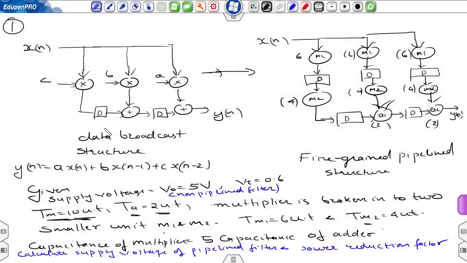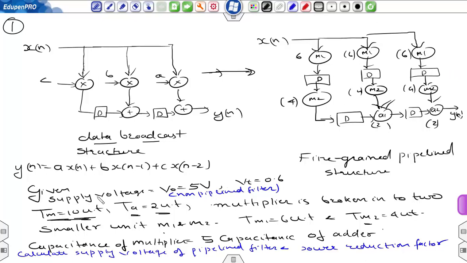So in this lecture I am going to discuss some problems based on pipelining and parallel processing for low power. Starting with a 3-tap FIR filter given by the equation y[n] = a x[n] + b x[n-1] + c x[n-2], represented by its data broadcast structure, is fine grained pipelined, and this multiplier unit is divided into two smaller multiplier units, M1 and M2, separated by a delay element. Okay, so this is the concept of fine grained pipelining.